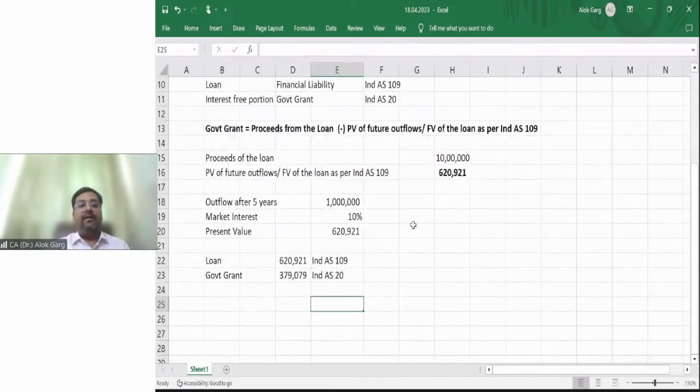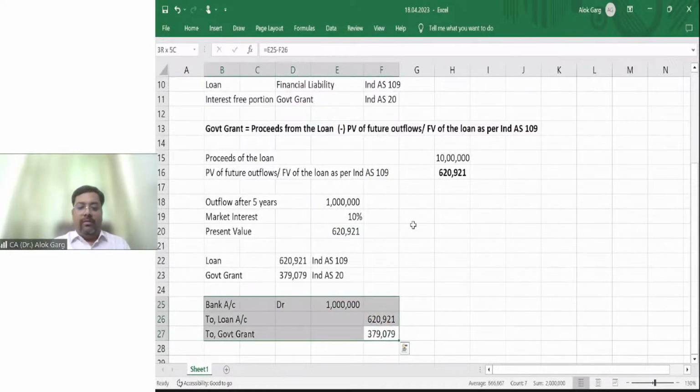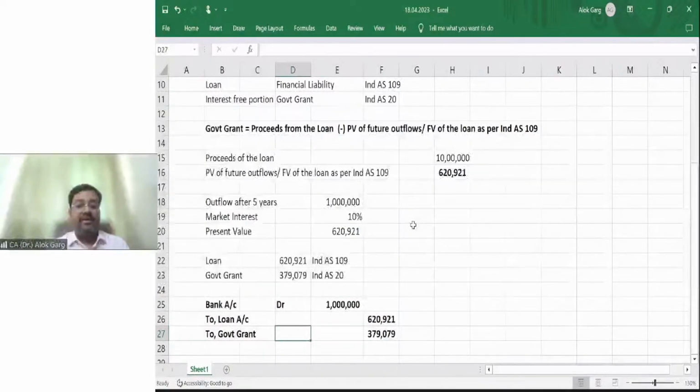What is the accounting entry? The accounting entry is bank account debit to loan account, to government grant. Bank account will be debited by 10 lakh. Loan account will be credited by 620,921, and the government grant is the difference between these two. This is the accounting entry on the initial recognition. Now this loan has to be accounted for as per Ind AS 109. This government grant has to be accounted for as per Ind AS 20.